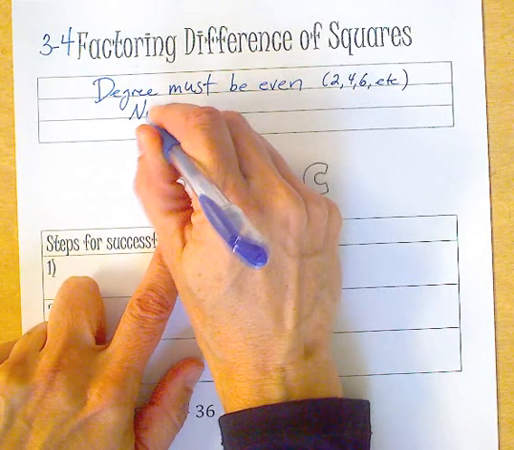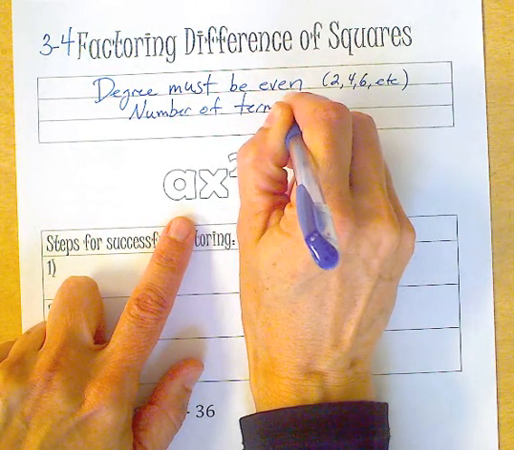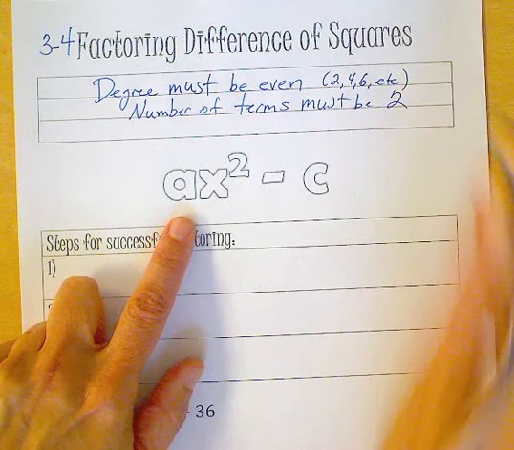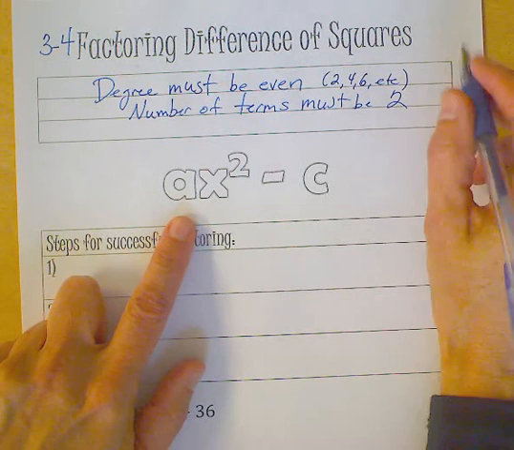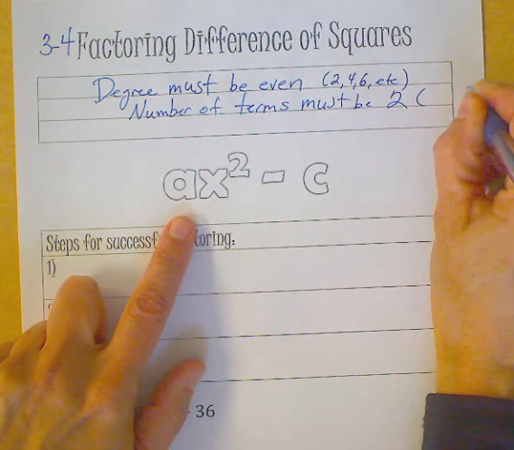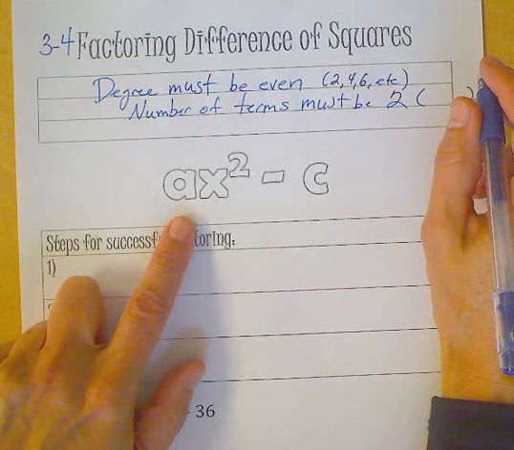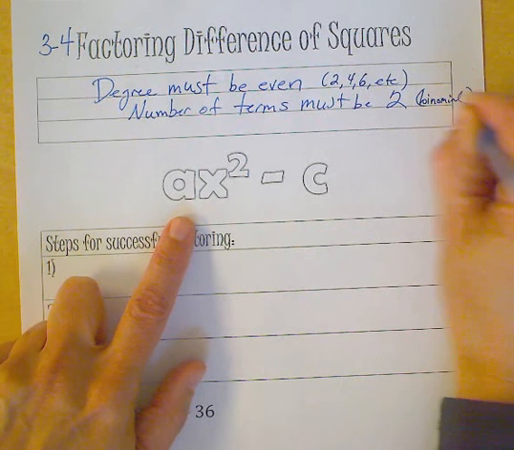Number of terms must be 2. That is a must to use this pattern. When you use the pattern, you'll factor really quickly. Do you know what the word is when you have 2 terms for something? A polynomial with 2 terms is a binomial. Awesome. So it has to be a binomial.